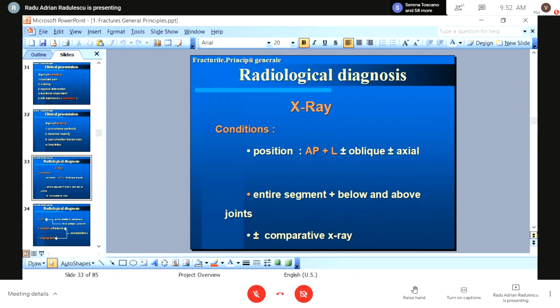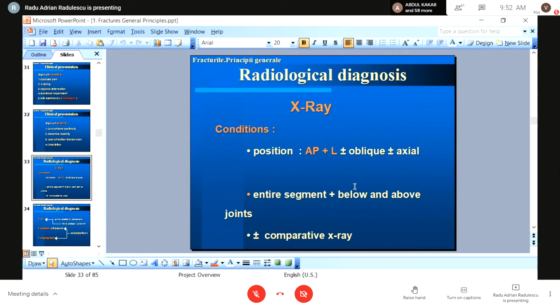And we need to take at least two positions of X-ray examinations. The standard positions are an AP, which means anteroposterior view, and a lateral view, which may sometimes need to be completed by other positions like oblique or axial positions. But these two are mandatory for any radiological examination.